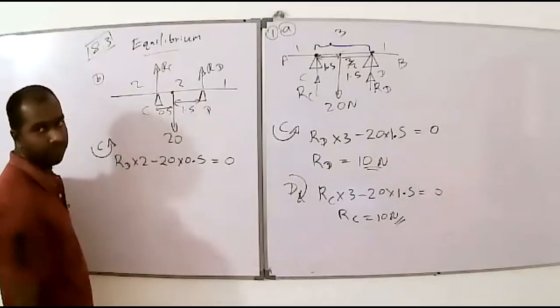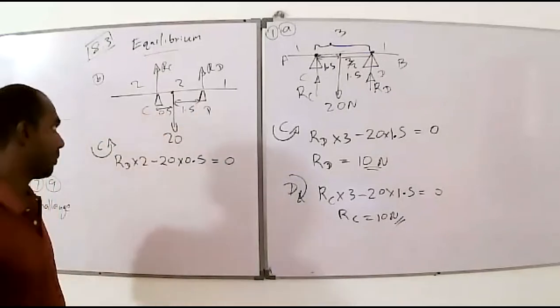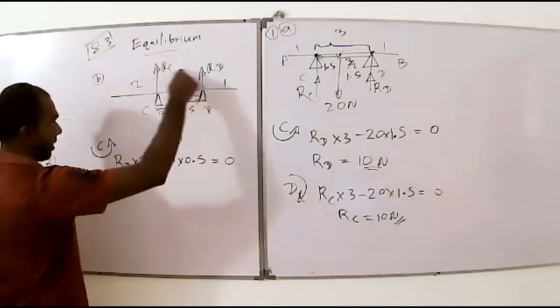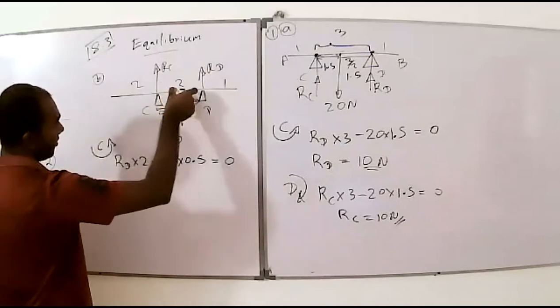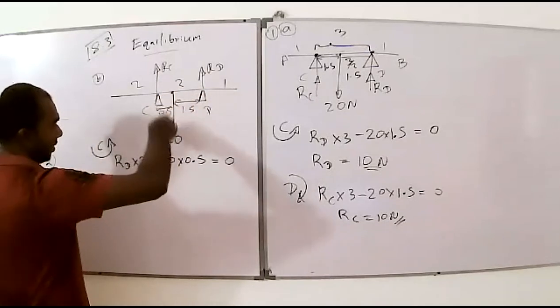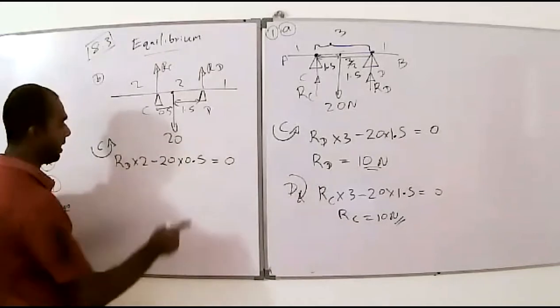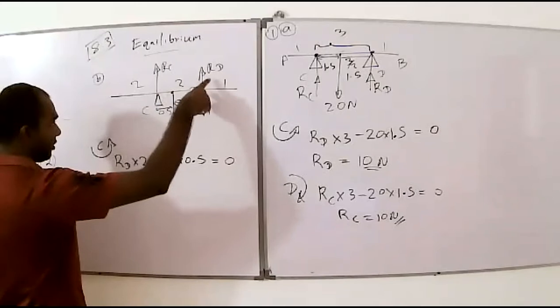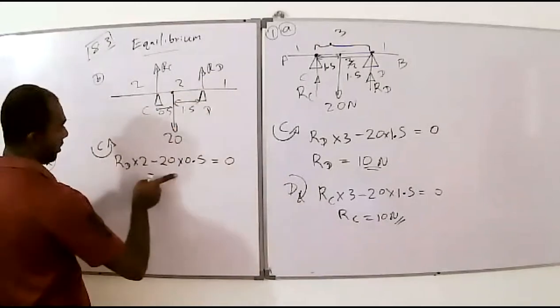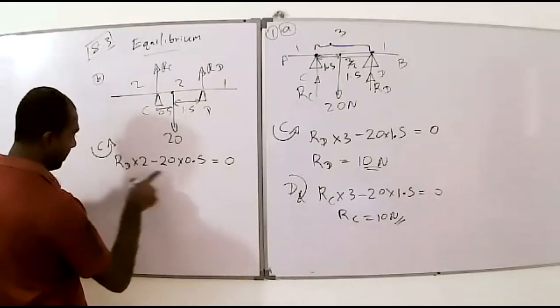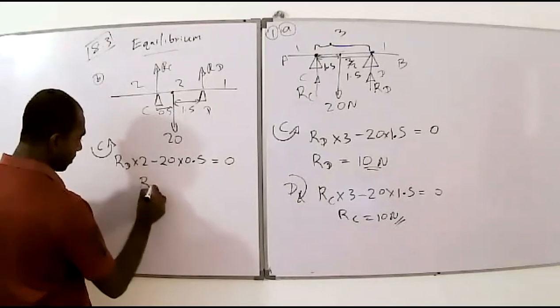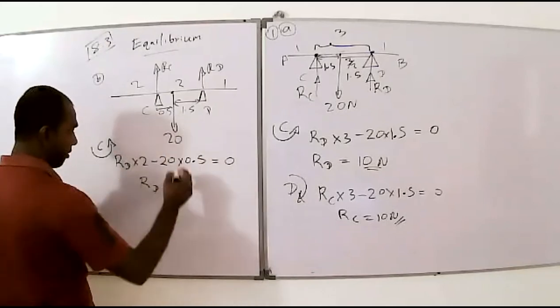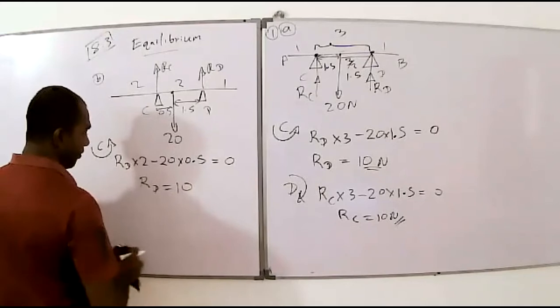Okay, to find D, the reaction from support D, I make them as RD. First thing is you have to identify from this center, 20 newtons, what will be the length. RD times 2, the length is 2, equals 20 times 0.5. So it's going to be 10 divided by 2. The reaction from support D is going to be equal to 5 newtons.